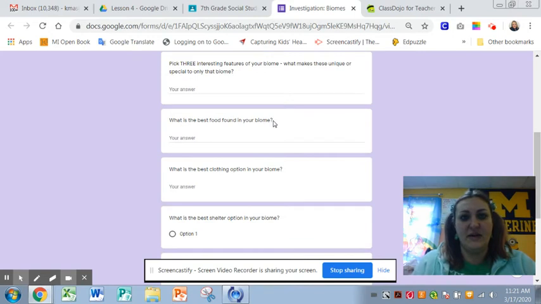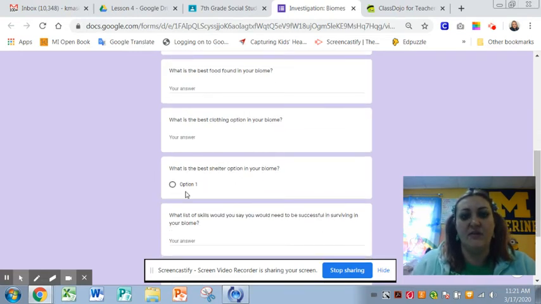Now, this is where you need to get creative. Imagine that you're living in this biome. Imagine that you are an early human and you have to figure out, what am I going to eat? What am I going to wear? And how am I going to provide myself with shelter? So this is where you need to read the descriptions that are in your workbook and determine from that information what you can eat for food. What animals are listed there that you could possibly eat? Clothing: what materials or animal skin could you create clothing from?